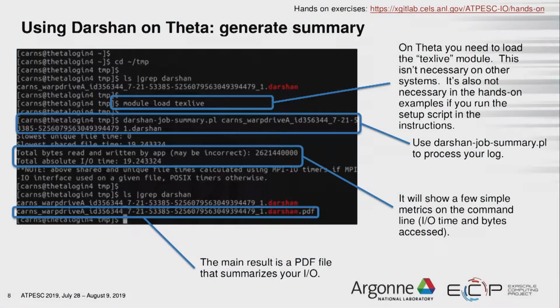The next thing: so you found your log, you've copied it somewhere, and you want to generate a summary. The one-step piece of this is the second thing highlighted in blue. Run a tool called Darshan Job Summary. This is the thing that will produce a PDF that captures what happened in that log file.